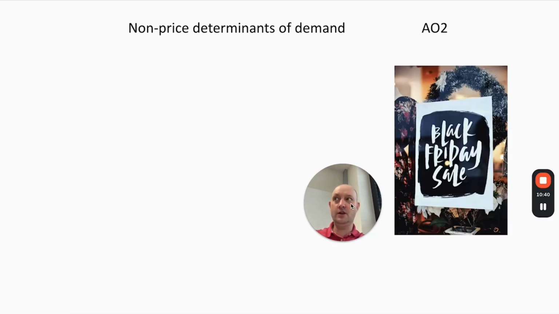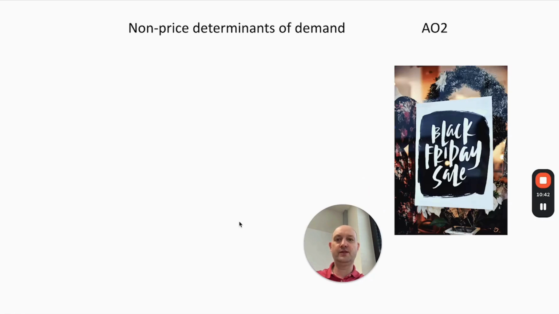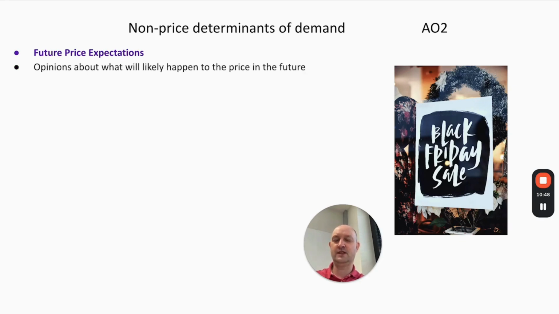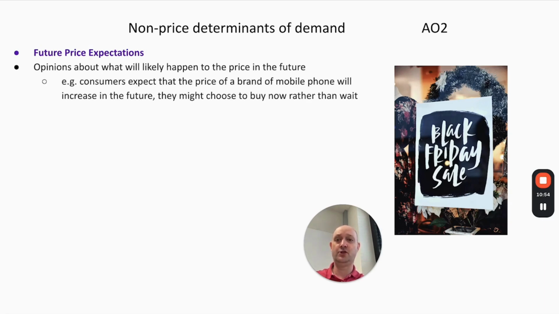Okay, on to the last two non-price determinants of demand. The next one is future price expectations, which I think is probably the most difficult to understand, but it's not too bad. This is opinions about what will likely happen to the price in the future. So, for example, let's say consumers expect that the price of a brand of mobile phones will increase in the future. They might choose to buy it now rather than wait.